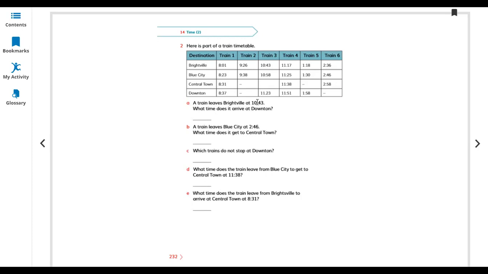So 10:43 is the leaving time. So which train does it mean? Train 3. So what time does it arrive at downtown? It's 11:43.